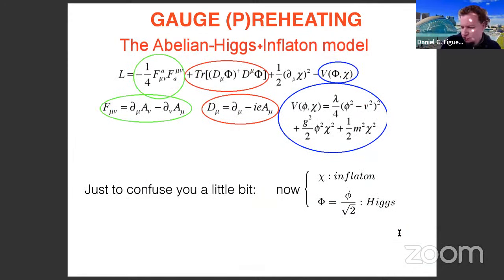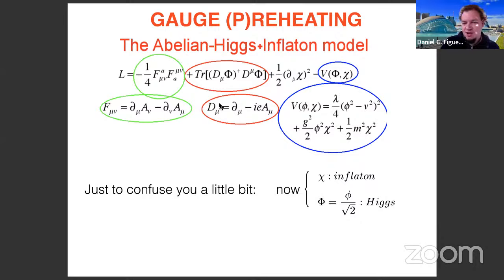Now, in order to make it more realistic, we are going to gauge this scenario. Unfortunately, just to confuse you a little bit, I realized that I exchanged the variables here by accident. So, well, now in this equation, chi is the inflaton and phi is the Higgs. I'm sorry about this.